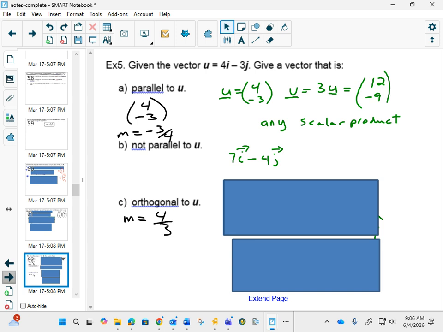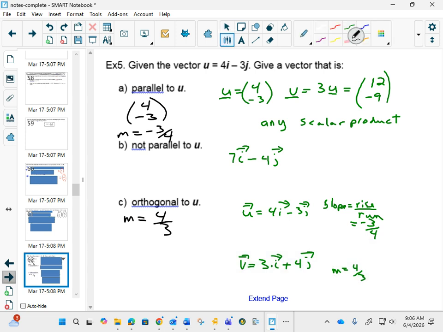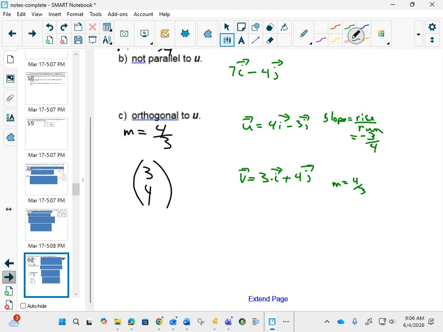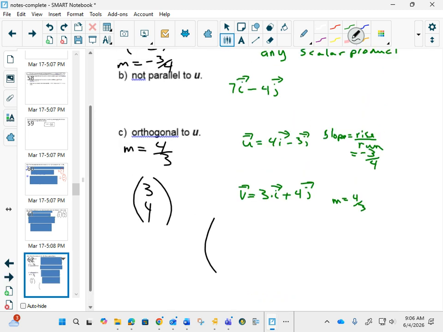The slopes are negative reciprocals. So if we have this slope is negative 3/4, our slope has to be 4/3. And if our slope is 4/3, then that would be flip the vector and make it a different sign. But I'll show you with the dot product.